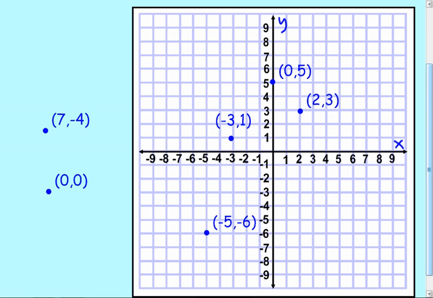What's true about the x-coordinate everywhere on this axis? Everywhere on this axis, you are not moving right or left. You're just staying vertical. So what's the x-coordinate everywhere on this axis? It's 0. What coordinate is 0 on this axis? The y.